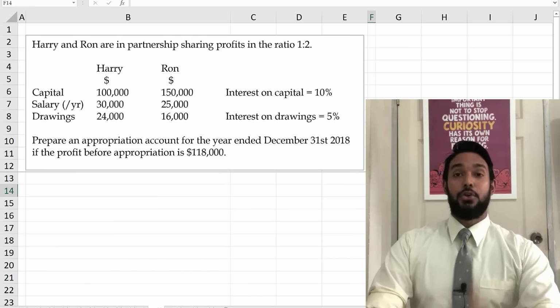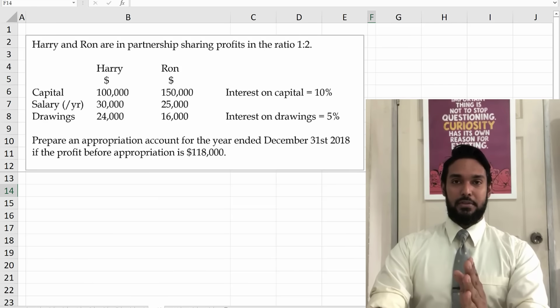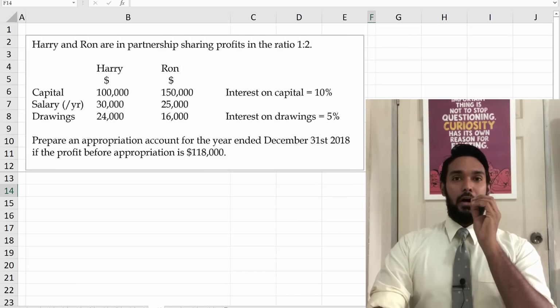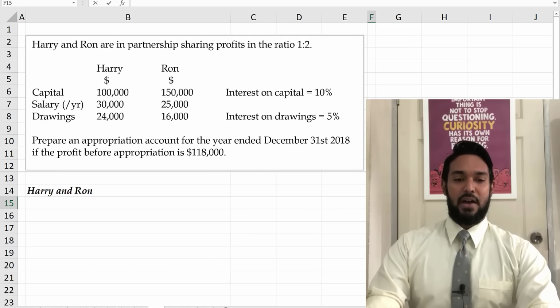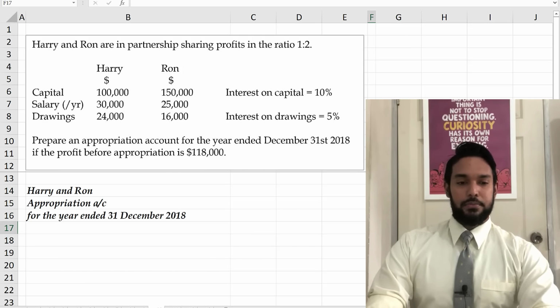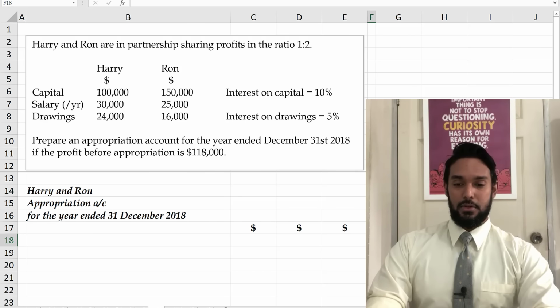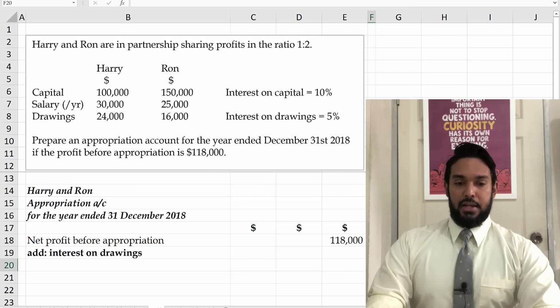So first of all, we add it to net profit before appropriation. Yeah, that's what we do. We add it to net profit before appropriation. So we have Harry and Ron appropriation account for the year ended 31st December 2018, dollar signs. Net profit, 118,000. Add interest on drawings.